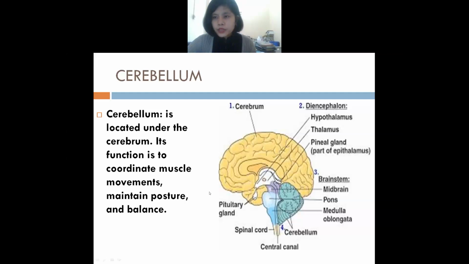तो सेरेब्रम कहाँ पे है? ठीक सेरेब्रम के नीचे में है. और ये सेरेब्रम कोऑर्डिनेट मसल मतलब एक साथ काम करना.